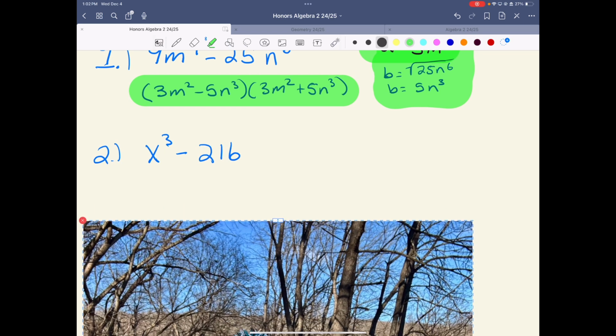So the next one, I've got x cubed minus 216. So right away you should be thinking, well, the x cubed is probably a cube. We're subtracting, and 216. Is 216 a perfect cube? We know perfect squares pretty well. Perfect cubes we don't know very well.